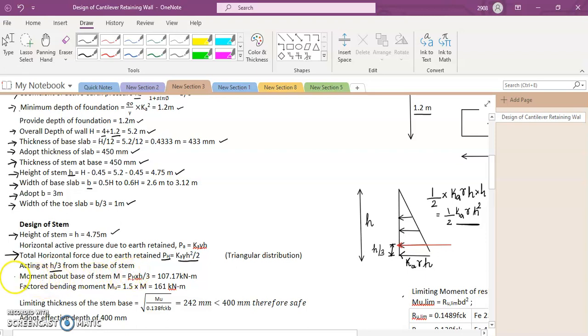So if we want to calculate the moment above the base of the stem, it will be pH into h by 3. So h by 3 is the distance at which the centroid of the pressure is acting. When we substitute the value of pH and h by 3, we get 107.17 kilonewton meter. So this is the working moment. Next, we need to find out the factored bending moment. Mu is equal to 1.5 times M. So 1.5 into 107 will give us 161 kilonewton meter.